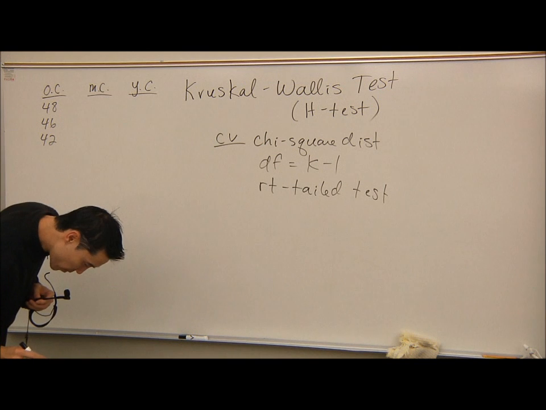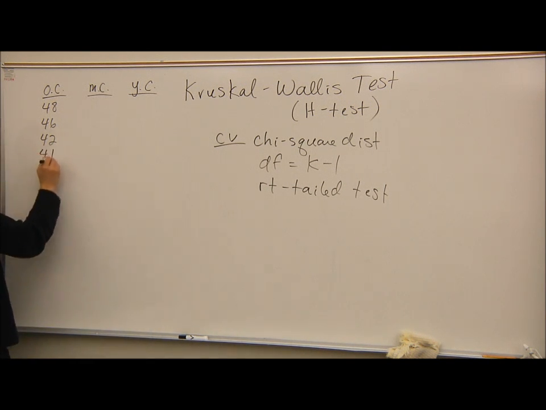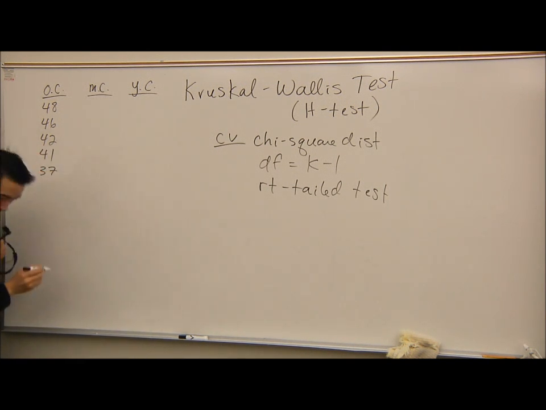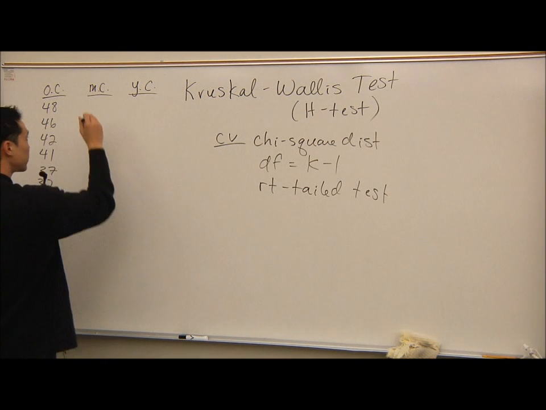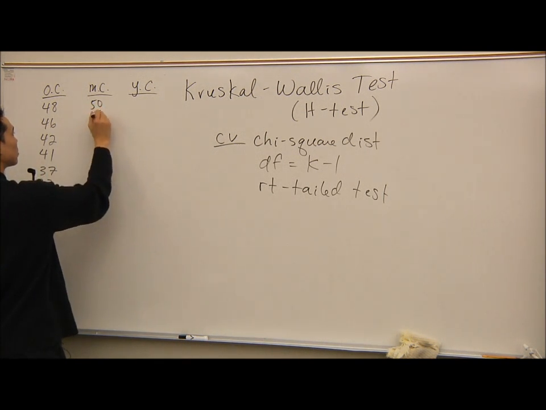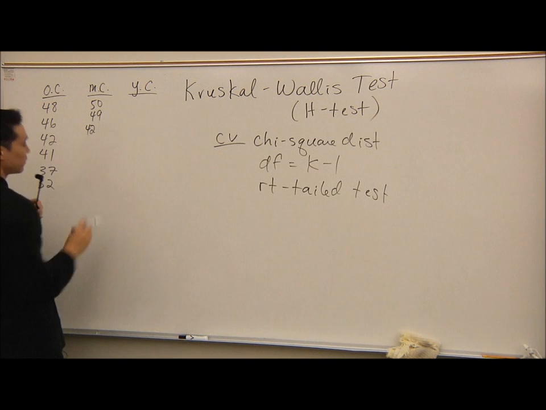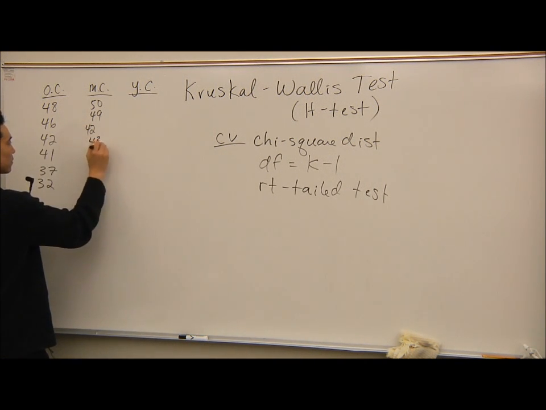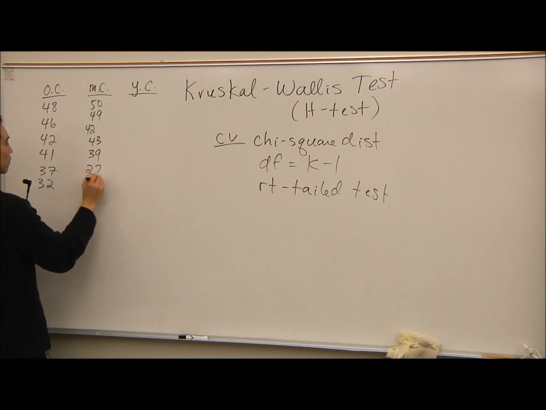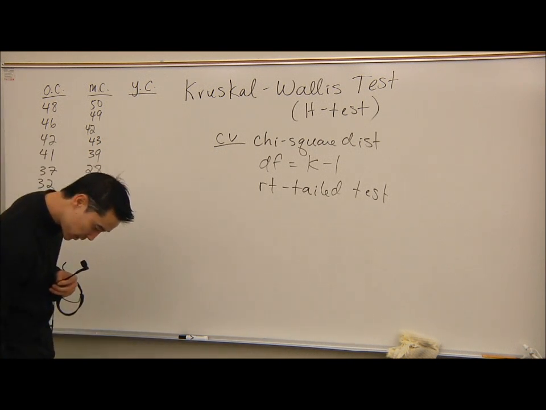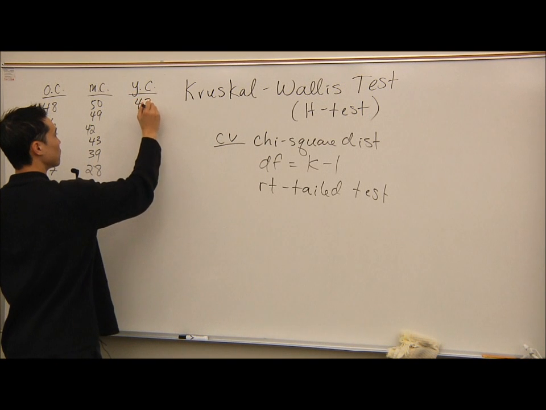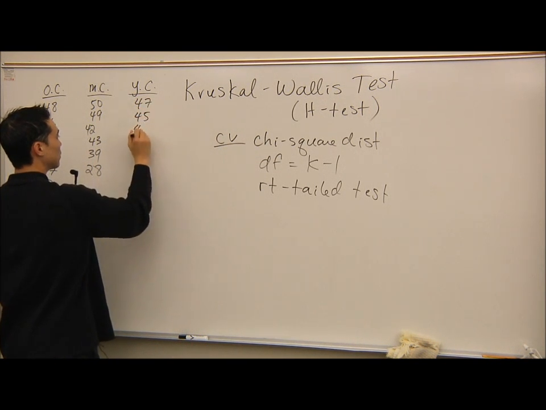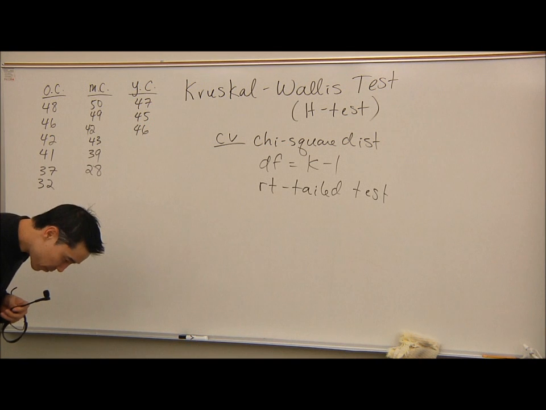and 41, 37, 32. Okay, that's the oldest child's scores. Middle child's were 50, 49, 42, and 43, 39, 28. And the youngest child was 47, 45, 46, and 30, 32, 41.